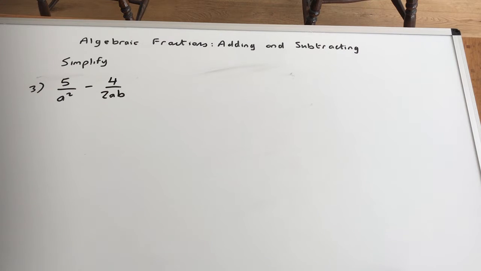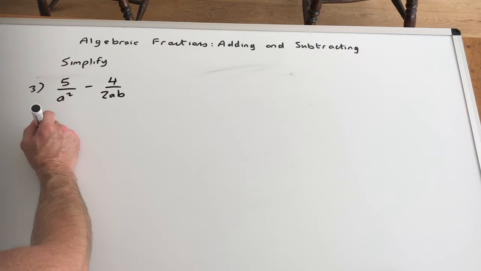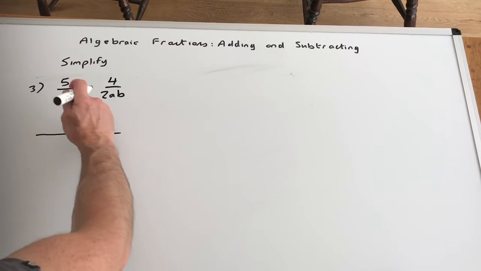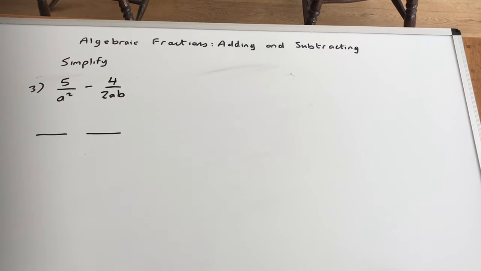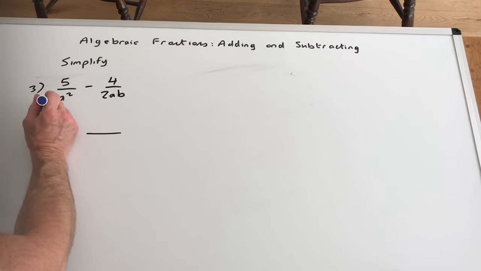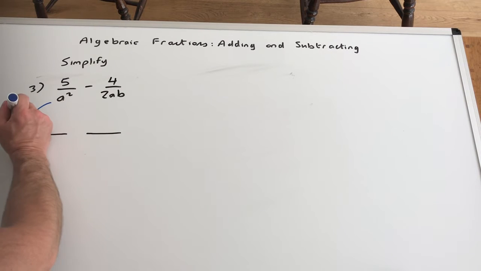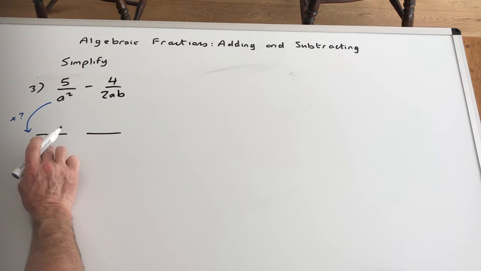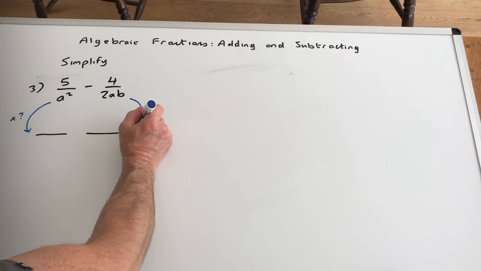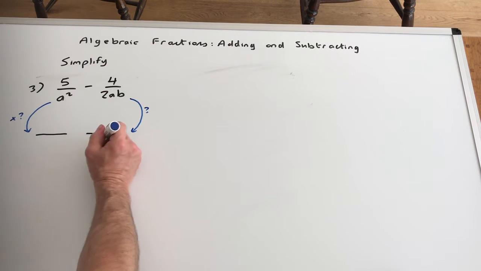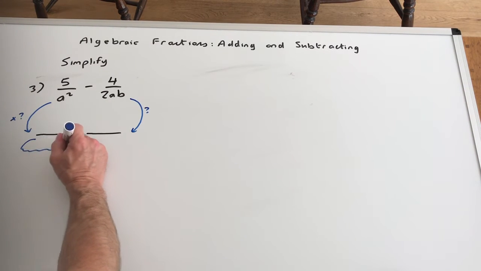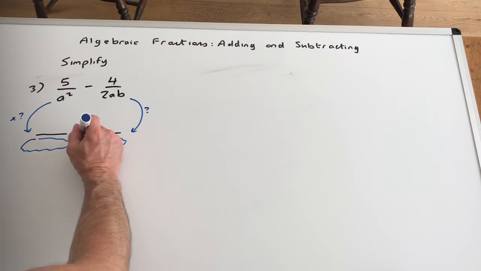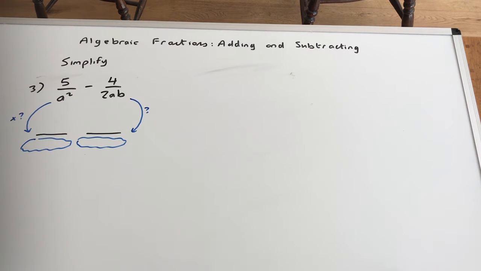Now, what I'm trying to do is choose a denominator that I can turn both of these into. In other words, I've got to be able to multiply a squared by something to get whatever this bottom piece is, and I've got to be able to multiply 2ab by something to get whatever these bottom bits are, and they've got to be the same bottom bit.